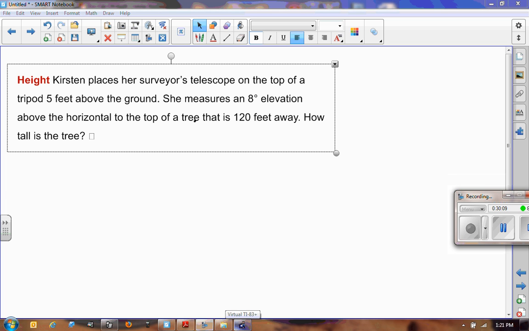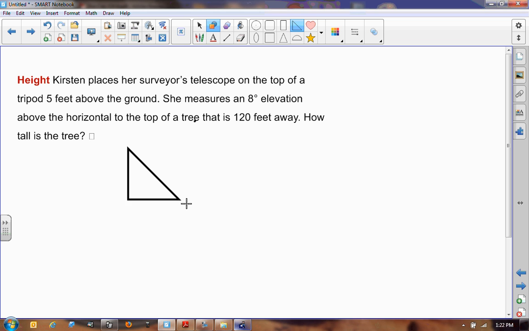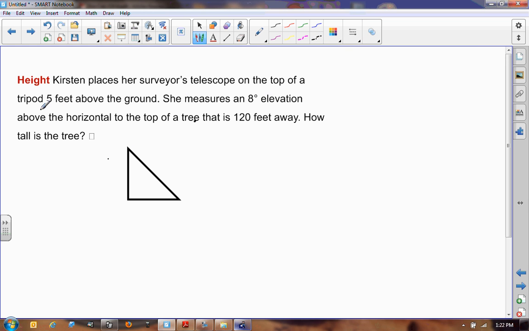There it is. Kirsten places her surveyor's telescope on top of a tripod 5 feet above the ground. Alright, so we've got some kind of a triangle. Let's draw a triangle. Oh, you know what? I've got a triangle tool, so let me just do that. Here it is, nice little right triangle. Magic. There you have it. Alright, so it says 5 feet above the ground. Here's her eyeball right here.